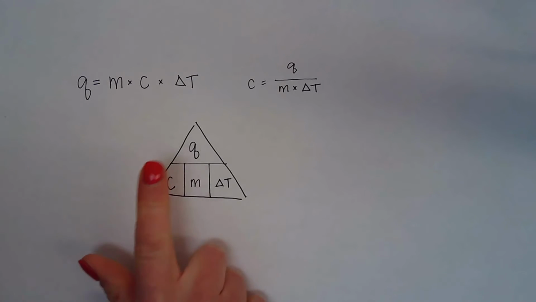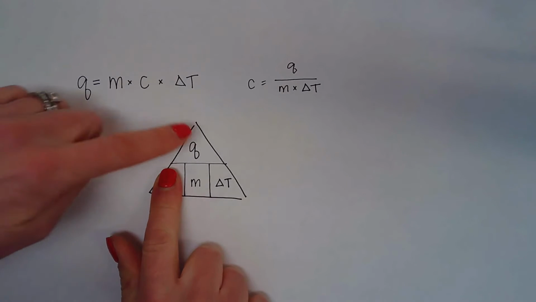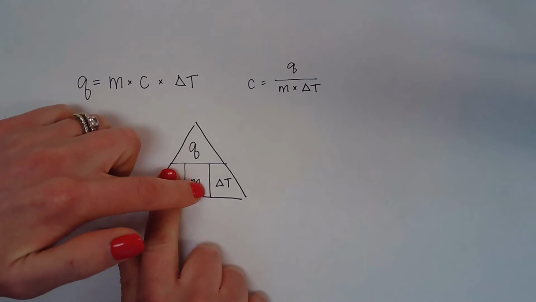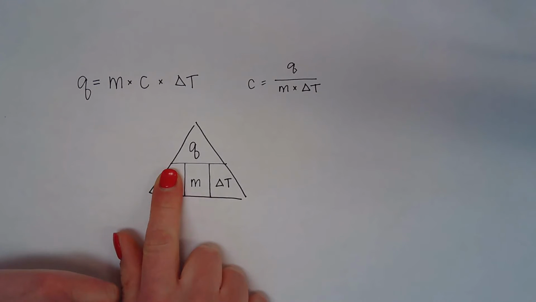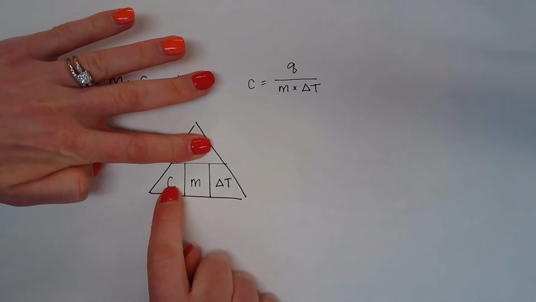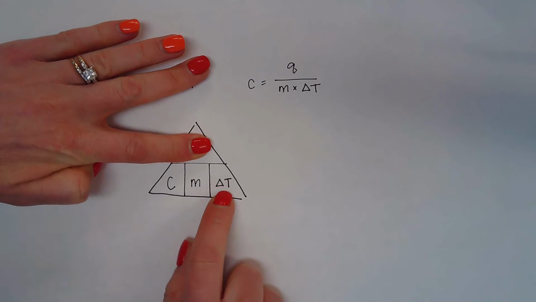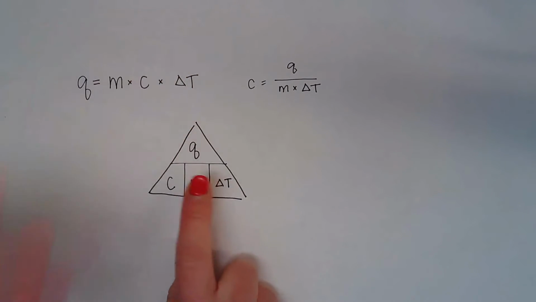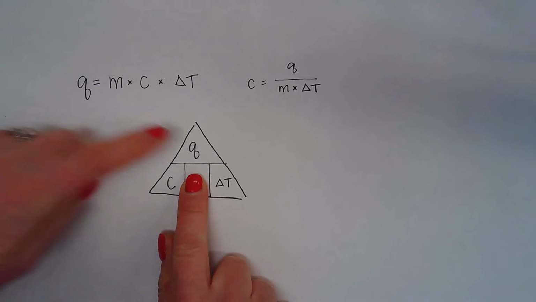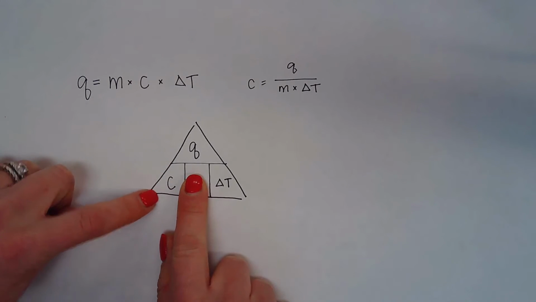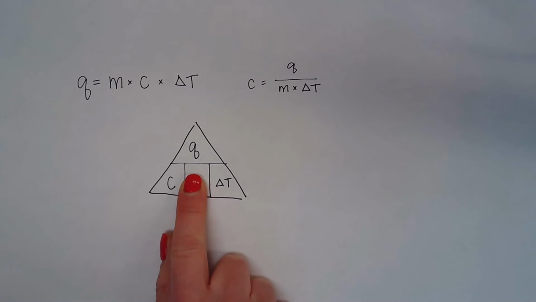So for example, if I needed to solve for C, the equation I would use would be Q divided by mass times the change in temperature. Or if I needed to solve for Q, I would multiply the specific heat times the mass times the change in temperature. Or if I needed to solve for mass, I could solve for Q divided by the specific heat times the change in temperature. So let's look at a couple practice problems for this.